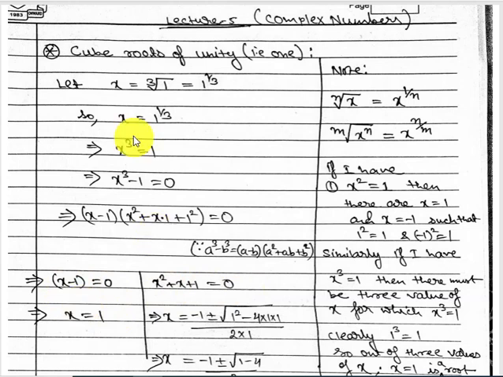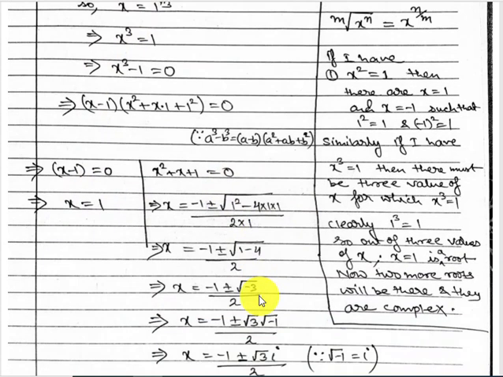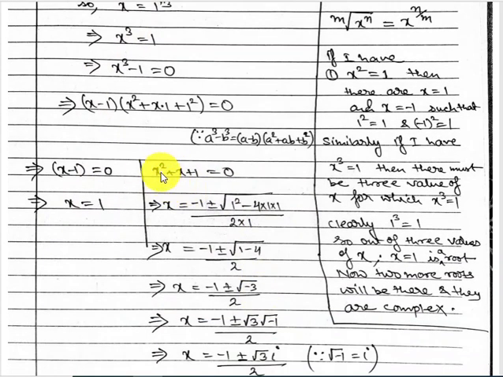So out of the 3 roots I got 1, x equal to 1. Now 2 more roots we have to find. So here from x square plus x plus 1 equal to 0, this is nothing but a quadratic equation.